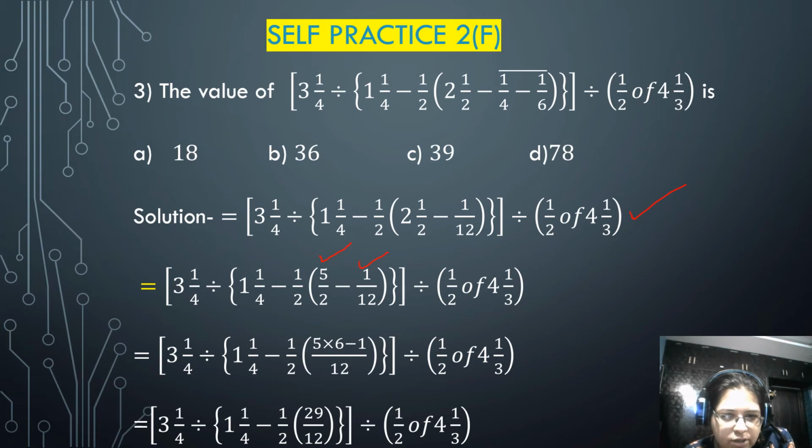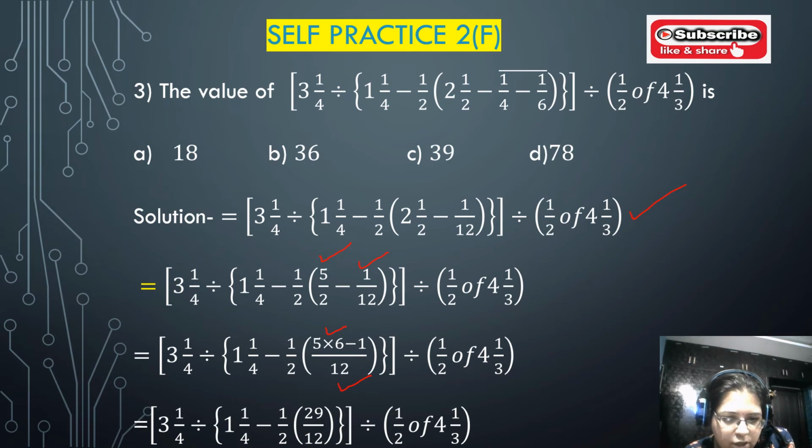Now we evaluate this expression inside the bracket. The LCM of 2 and 12 is 12. Divide the LCM by the denominator 2: 12 divided by 2 is 6. 6 multiplied by 5 is 30. Minus, 12 divided by 12 is 1, and 1 multiplied by 1 is 1. So 30 minus 1 is 29. So we get 29/12.